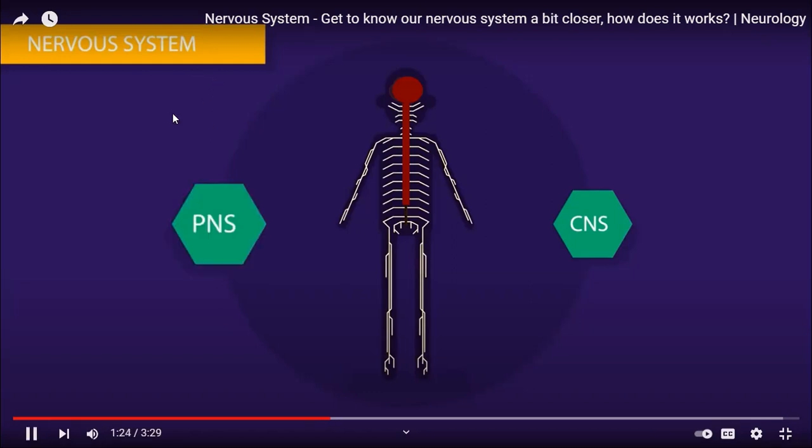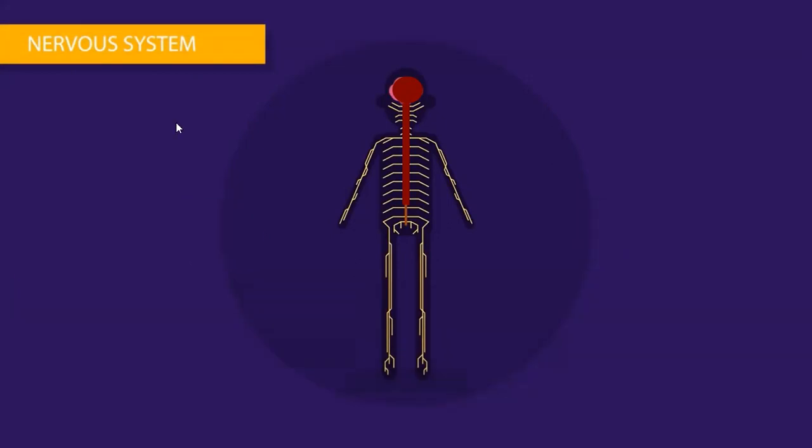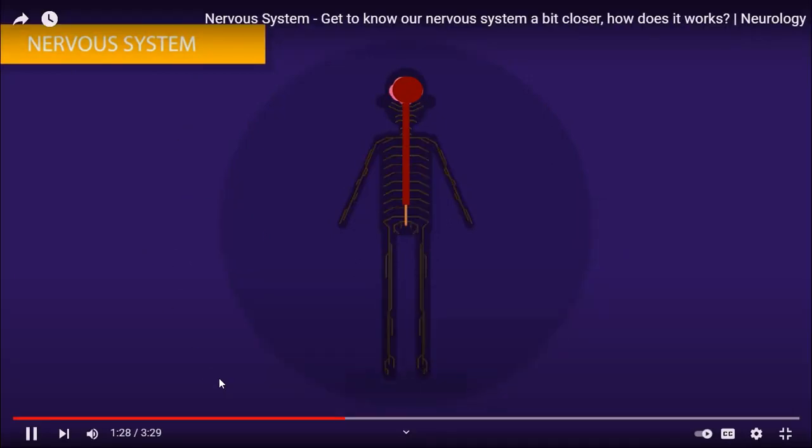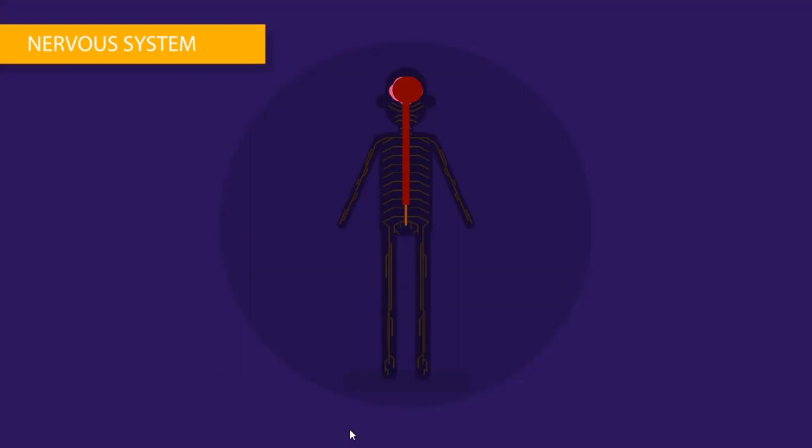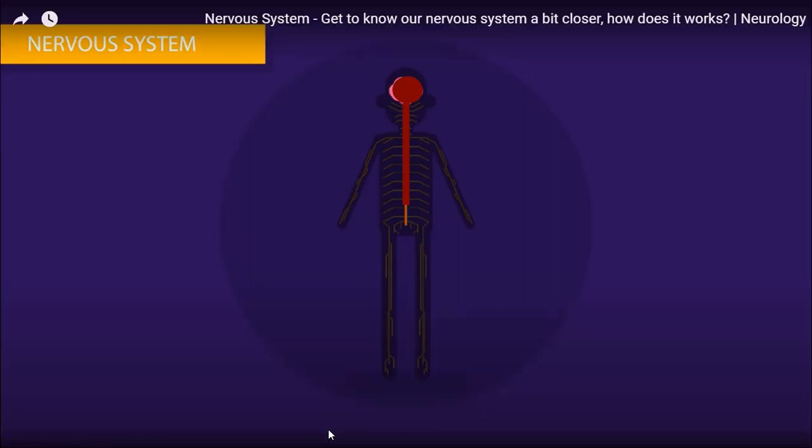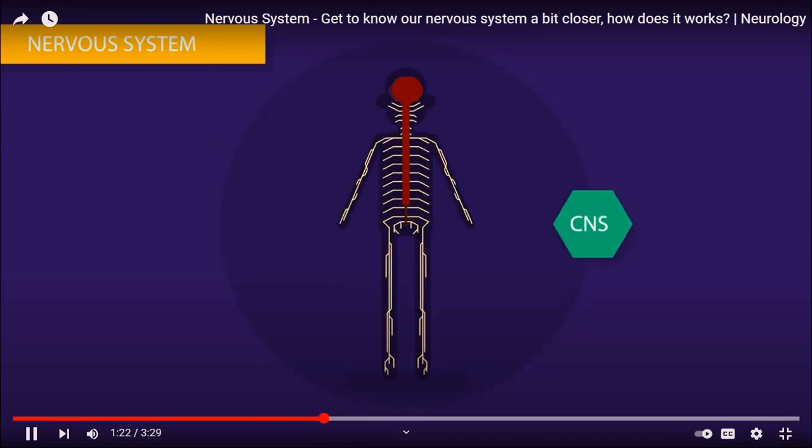Nervous system, PNS. The central nervous system comprises of the brain and spinal cord. The spinal cord is the bridge that comprises of the brain and spinal cord. The spinal cord is and peripheral nervous system, PNS.